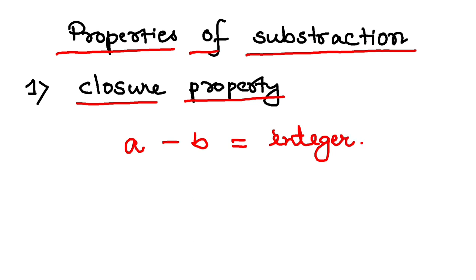Okay, for example, let's say I am subtracting 10 minus 2. 10 minus 2 is 8. 8 is an integer. Let's say I am subtracting 5 minus 7. 5 minus 7 is minus 2. That is also an integer, isn't it? So if we subtract any two integers, we also get an integer. This is property 1, that is the closure property.